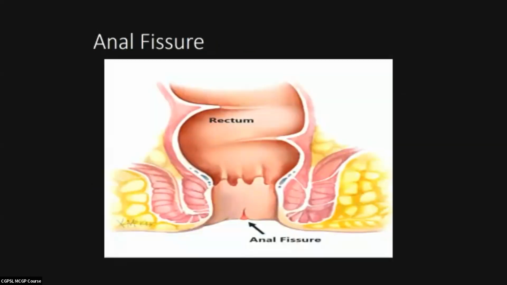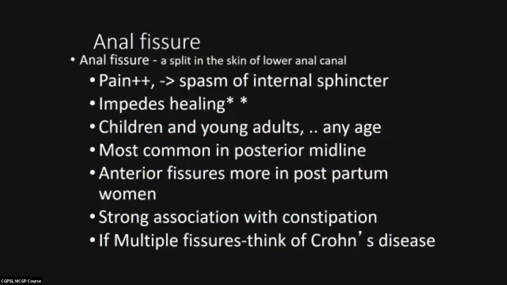Right. So, moving on to one of the very common conditions, anal fissures. The word fissure basically means a crack. So, it is a split in the skin of the lower anal canal, or a crack in the anoderm. It's a very painful condition and it is associated with spasm of the internal anal sphincter. And in fact, that's one reason why fissures don't heal like other wounds. So this spasm tends to increase. It's more common in children and young adults, but it can occur almost at any age.